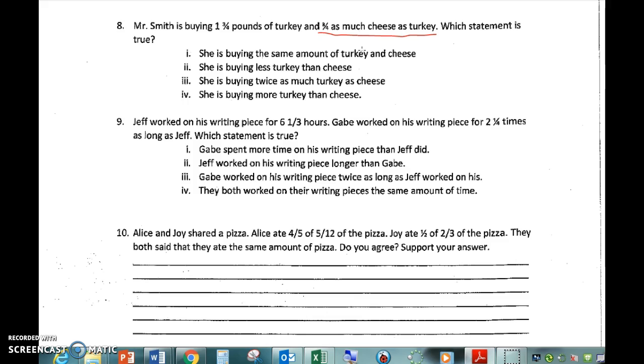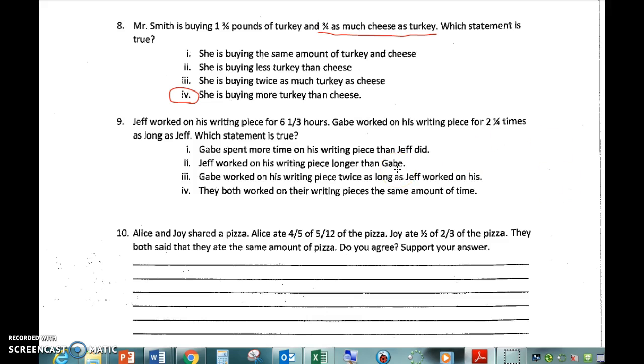All right, you're back. Great. In this problem, Mr. Smith is getting way over a pound of turkey, and then he's going to get 3/4 as much cheese as he got turkey. If you're going to get 3/4 as much of something, are you getting more or less than what I have over here? The answer is you are getting less. So the answer is she is buying not the same amount, not less turkey, twice as much turkey, or she's buying more turkey than cheese. The answer is more turkey than cheese.